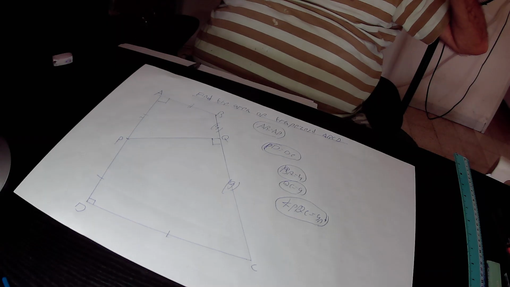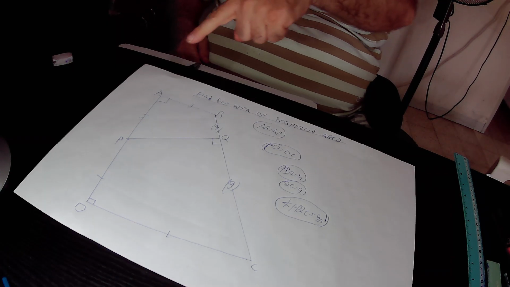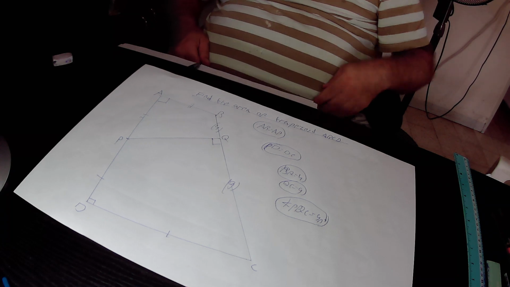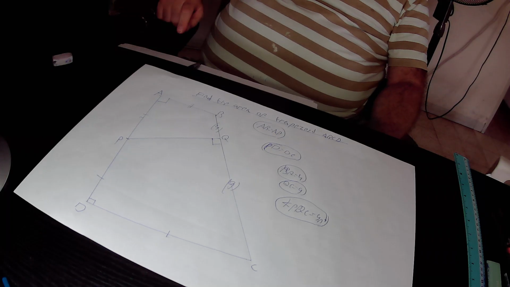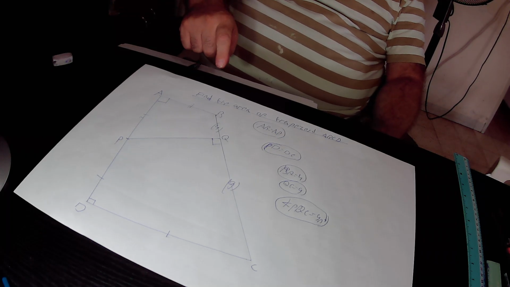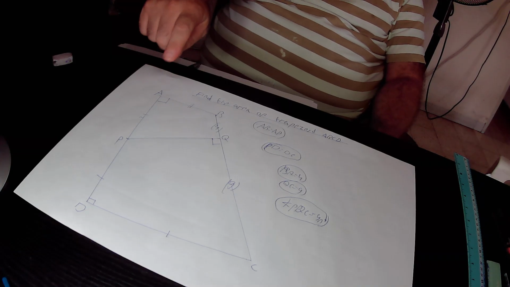Again, our task is to find out the area of this trapezoid ABCD. So first of all, we know that according to what is given in the question, side AB is equal to line segment AP.